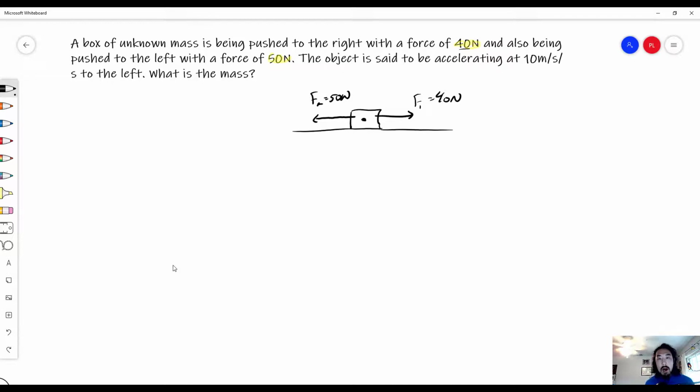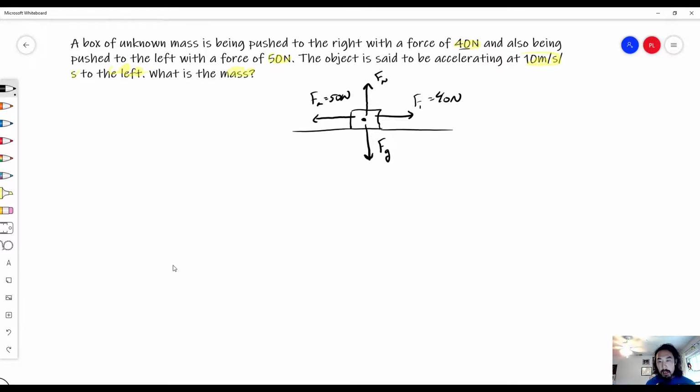All right. The object is said to be accelerating at 10 meters per second squared to the left. So I'm going to highlight that. All right. What is the mass? So that is our unknown. So I'm going to highlight that too, because that's important. All right. Our free body diagram is not complete, so I'll complete it. It's on a surface, so we have a normal force, and all objects have a force of gravity or a weight.